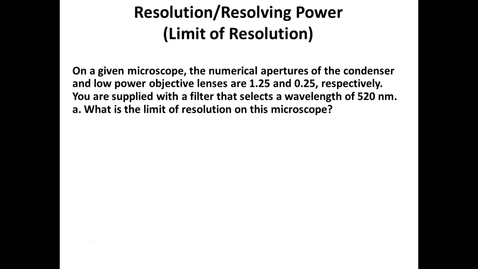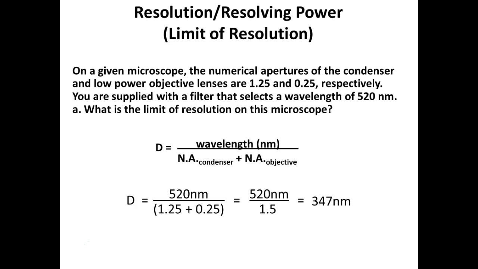So for a given microscope, if they give you numerical apertures and you know what wavelength of light, basically what filter you're using, you can calculate resolution as a number, a specific distance in nanometers. Following our formula and the information given, we'd have 520 over 1.25 plus 0.25, which gives us 347 nanometers. That's the minimum distance I'd have to hold two objects apart and you would see them as being separate. So that's our magic number, 347. Anything less than that is going to blur. They're going to be too close.